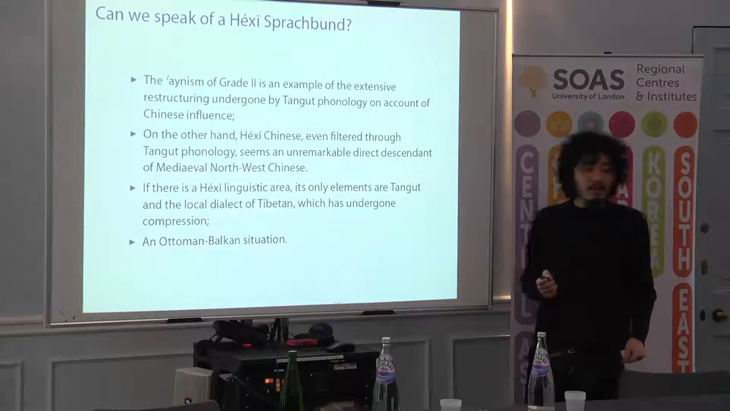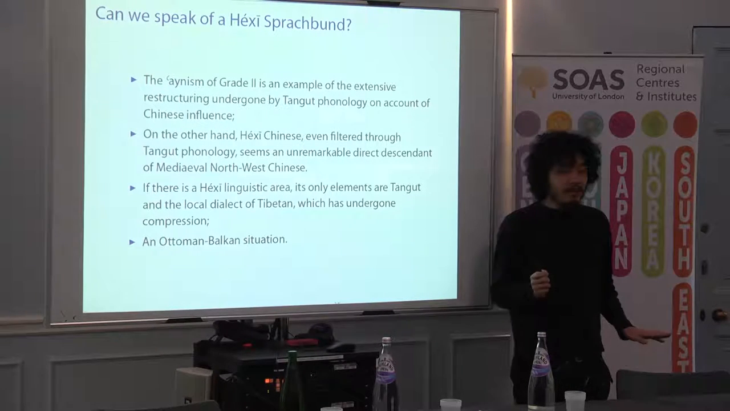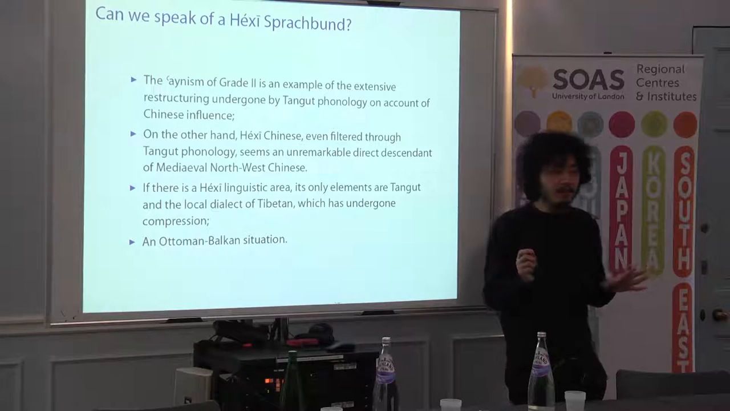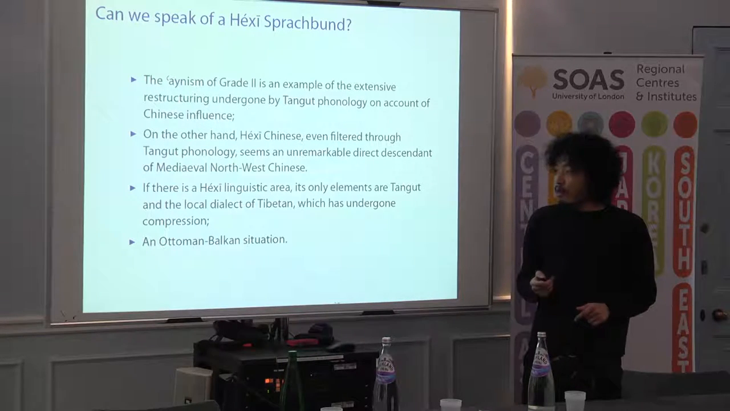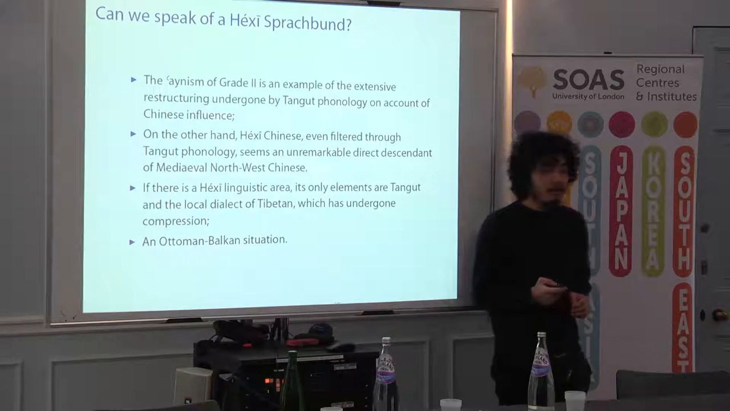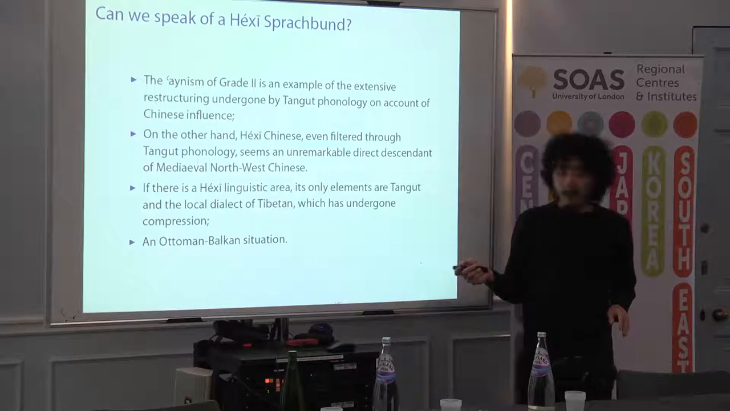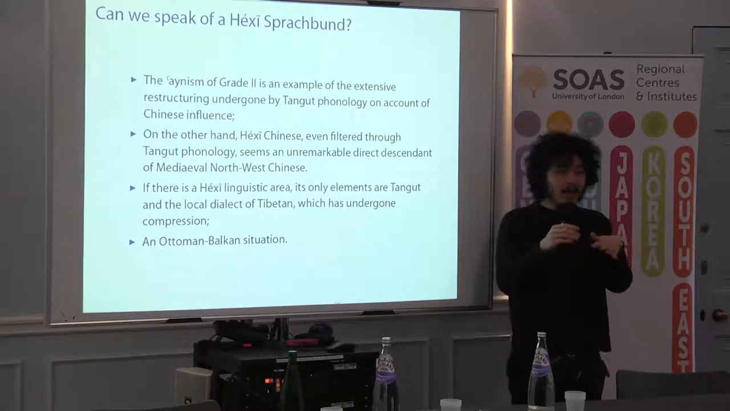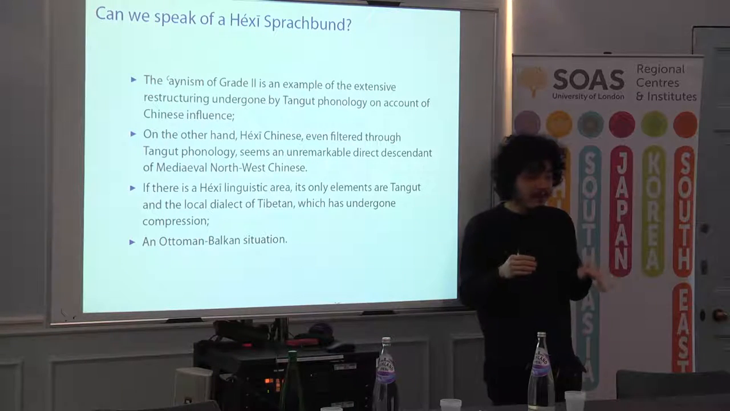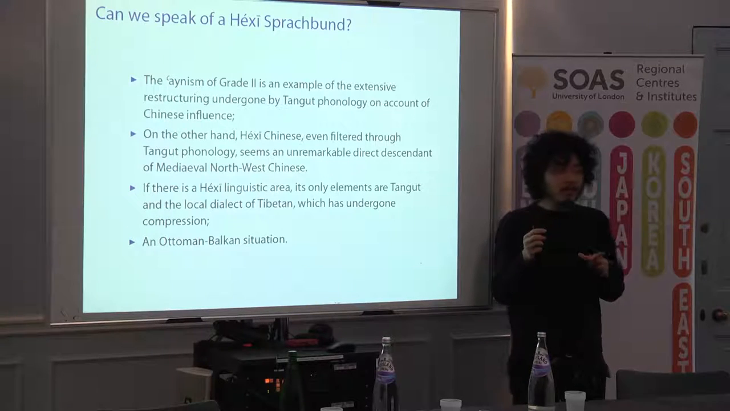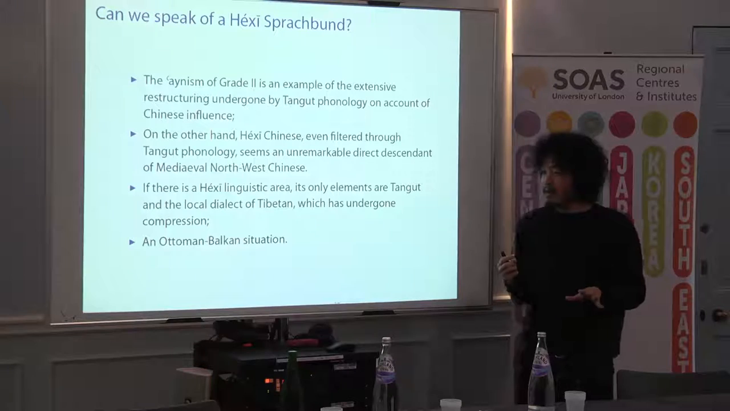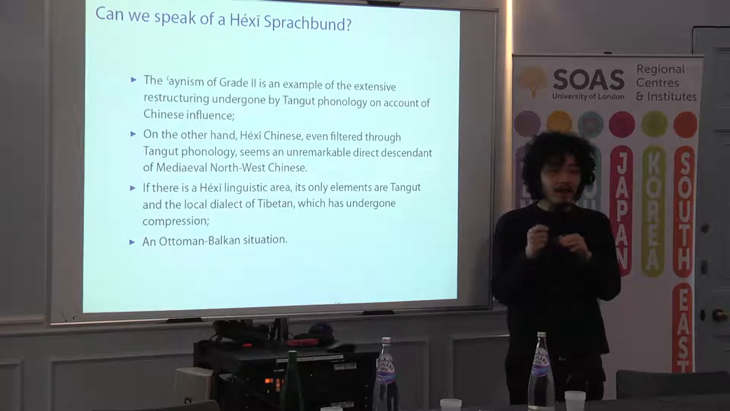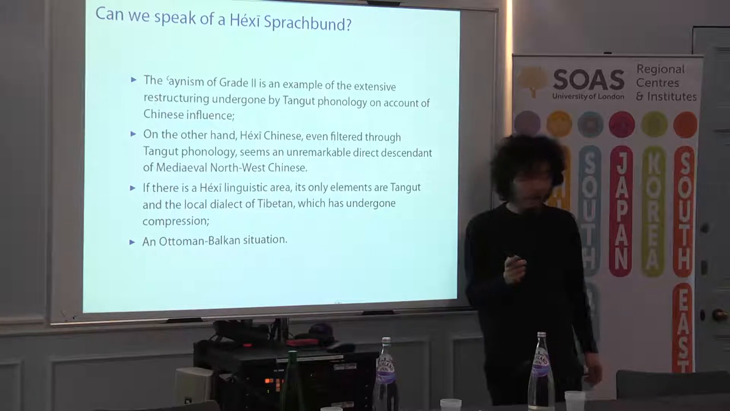However, we also know that the Tibetan dialect used to transcribe the Tangut shared the same sound changes. So I think we have a typical situation which I call the Ottoman Balkan situation. You have the Balkan Sprachbund, where Balkan languages coexist in some kind of Pax Ottomanica, and they influence each other, and they are all influenced by Turkish, but Turkish is barely influenced by Balkan languages, and I think we have the same thing. So Tangut and local Tibetan influence each other. They're all influenced by Chinese, but Chinese is not very much influenced by Tangut.